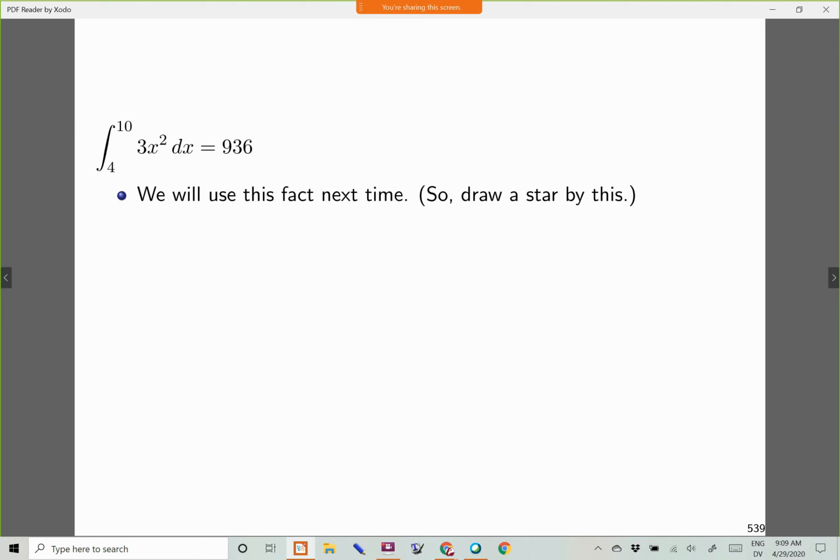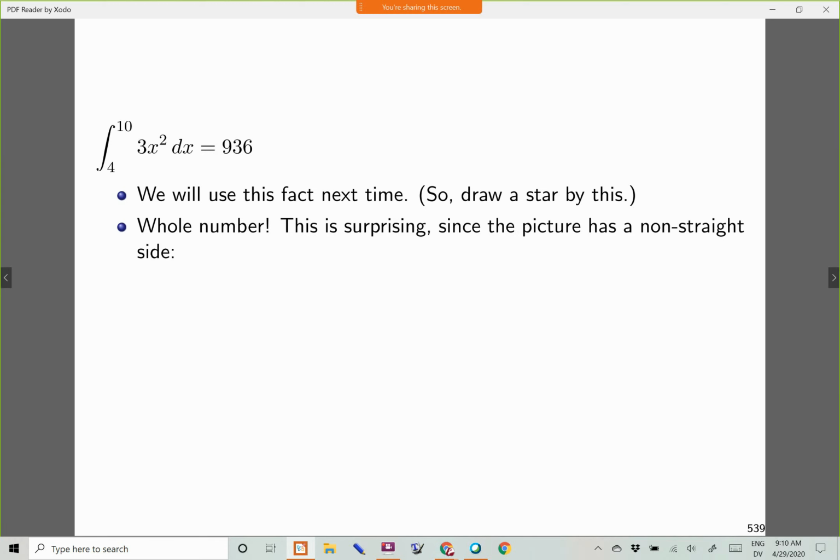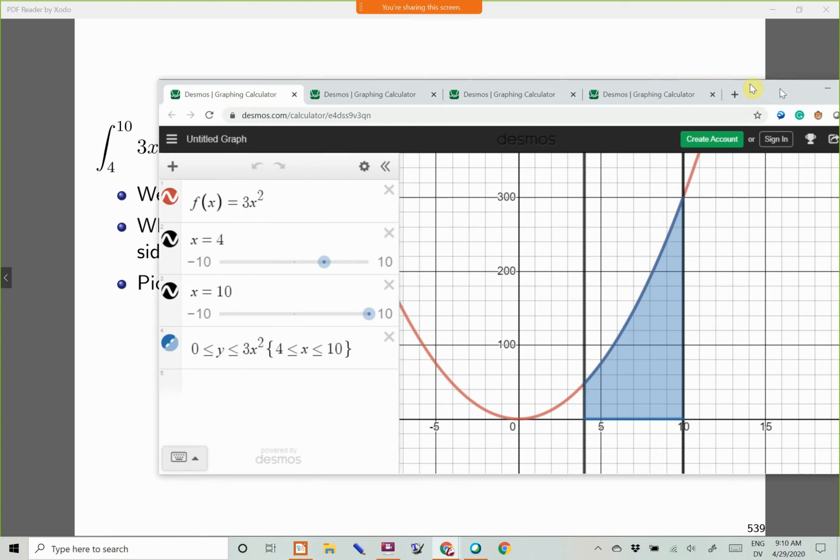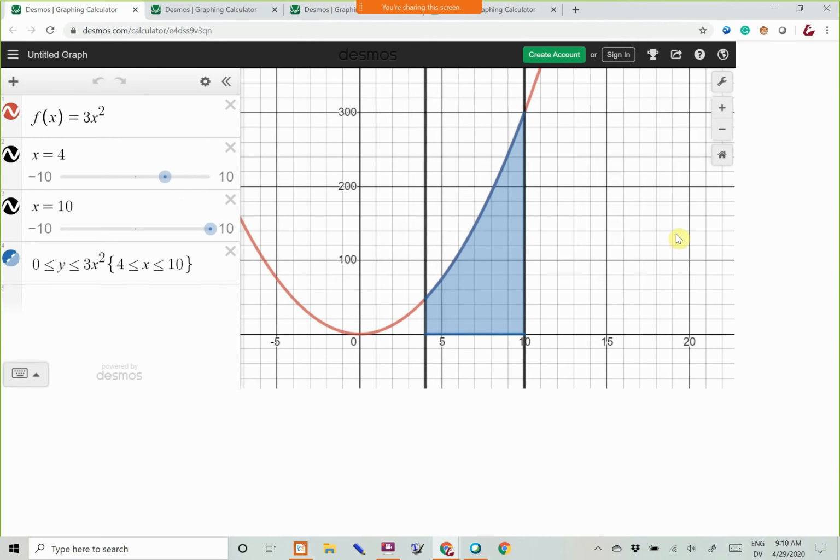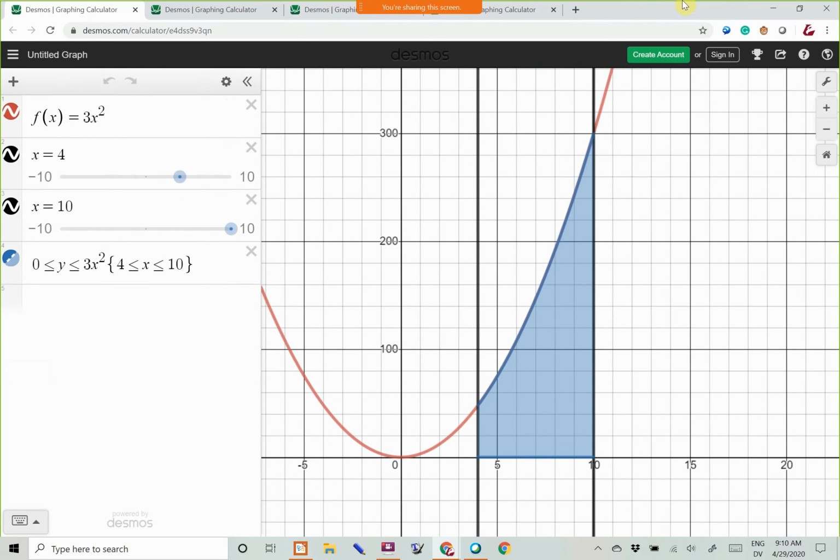Here's the funny thing. This number that we got is a whole number, right? It's not a decimal. To me, this is surprising since the picture has a non-straight side. Let me pull up a picture of this. If you click on this link, I've got it already here in another window. I just need to slide this over here. Take a look.